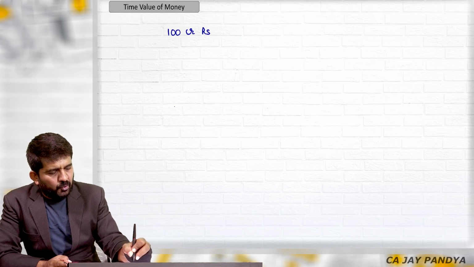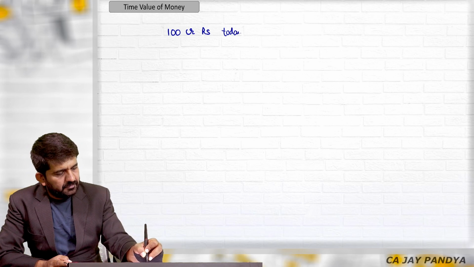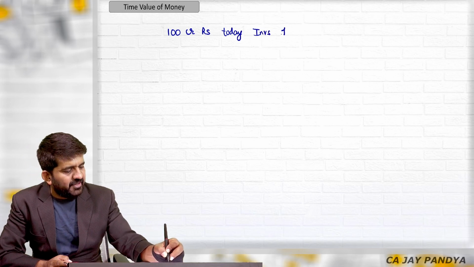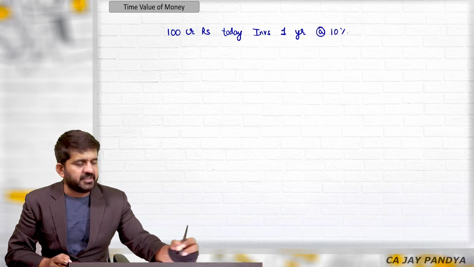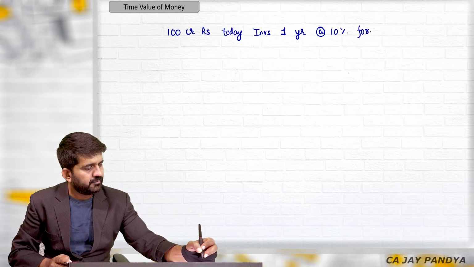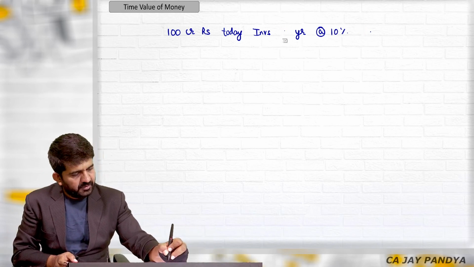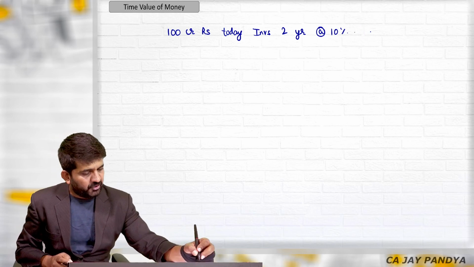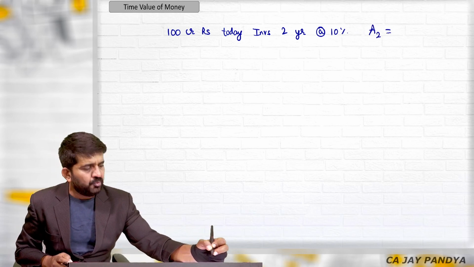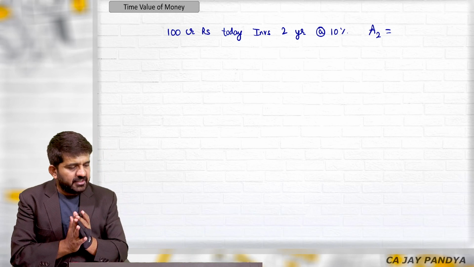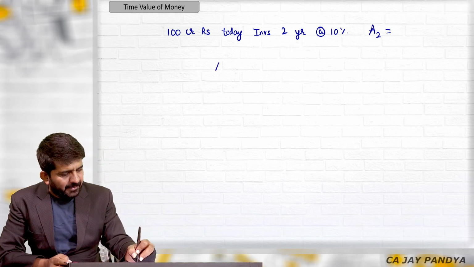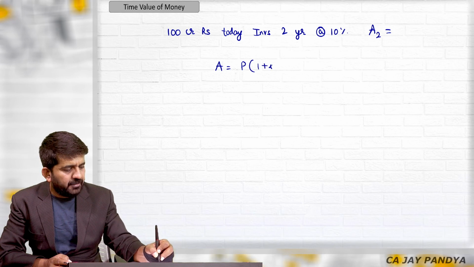Let us take our basic example for time value of money. 100 crore rupees today invested for 1 year at the rate of 10%. Let me take invested for 2 years at the rate of 10%. What will be amount at the end of second year? Now we all understand, right? A2 is nothing but amount at the end of second year. How to find out? Very easy. A is equal to P into 1 plus I raised to n.